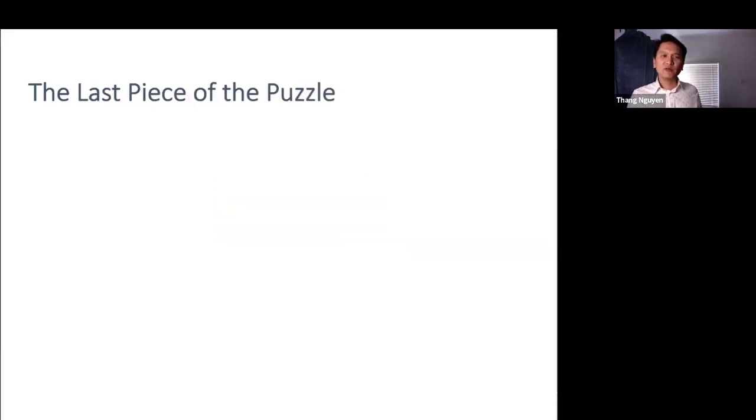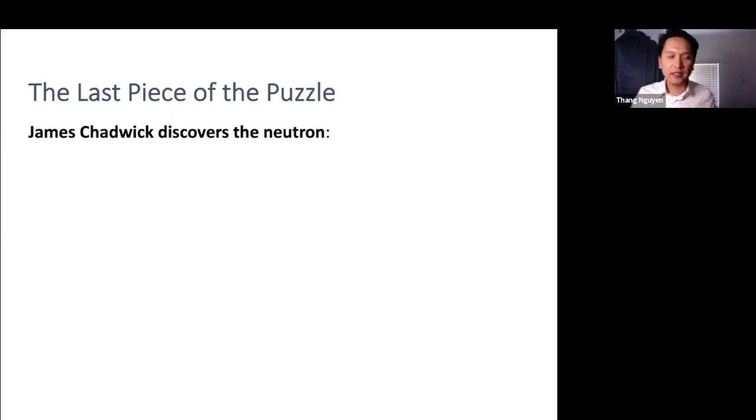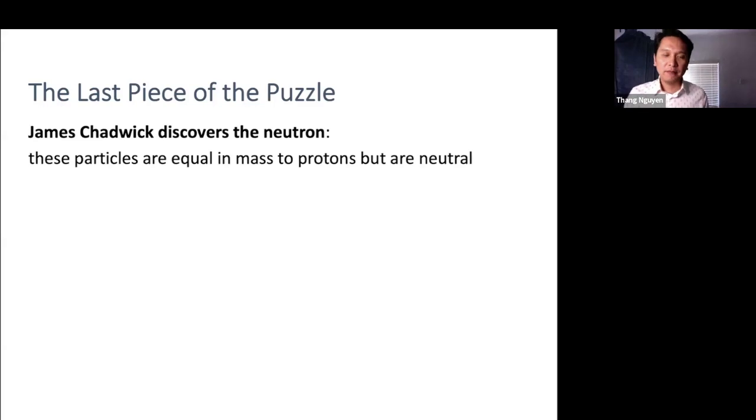All right, so there's one last piece of the puzzle, okay? And this one was discovered by another scientist, James Chadwick. He discovered the neutron. These particles turn out to also be in the nucleus, and they also have mass, but unlike the protons, they're neutral. They don't have a charge, zero charge.